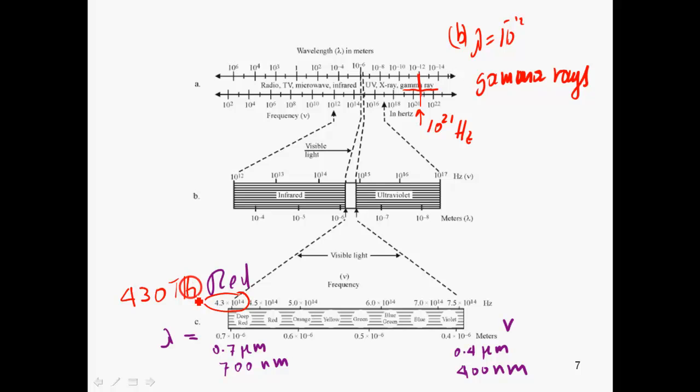terahertz for red. And then over here for violet, to convert this to terahertz, this would be 10 to the 12th. So you have to move the decimal point here 2 positions to the right. It will give you 750 terahertz. So the frequency spread is 430 terahertz for red through 750 terahertz for violet for the visible spectrum. Yes.